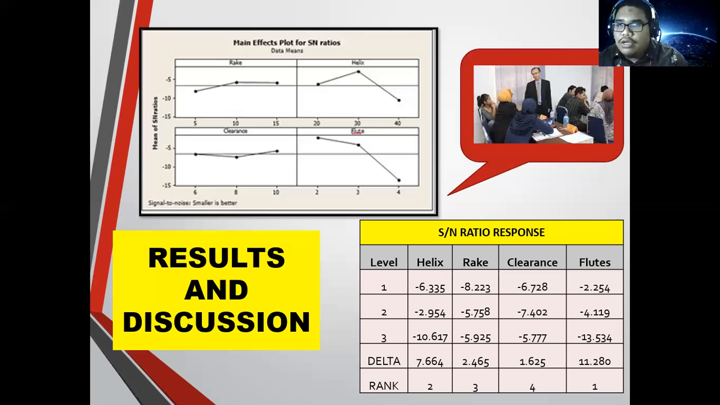We move on to the SN ratio response table. This shows the factors that contribute the largest effect on the surface roughness value. The number of flutes is the main effect on surface roughness, as changing the level gives a dramatic change in surface roughness. It is followed by helix angle, rake angle, and clearance angle. I hope you are all clear about my results and discussion.